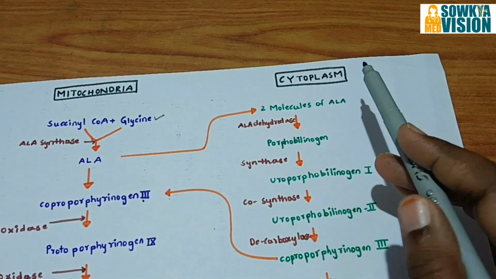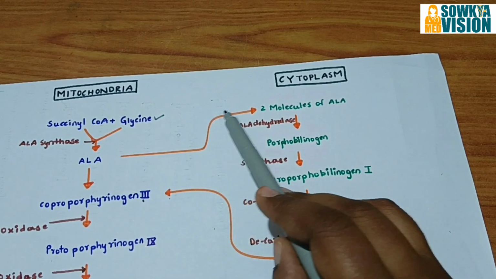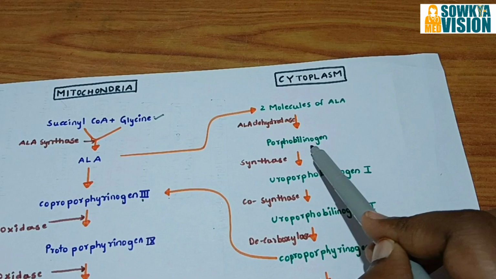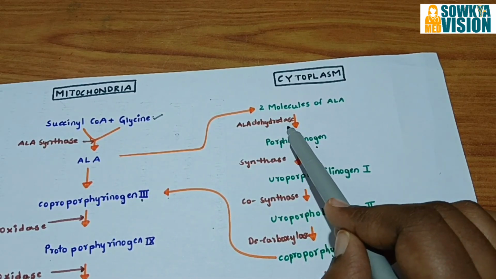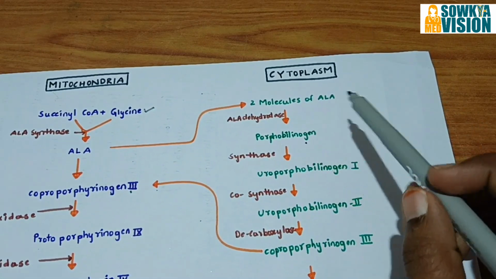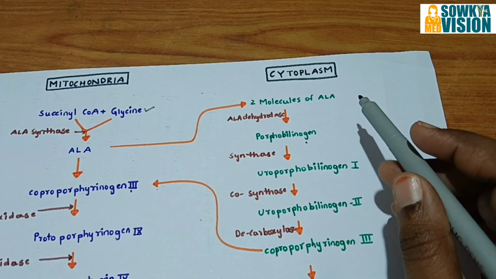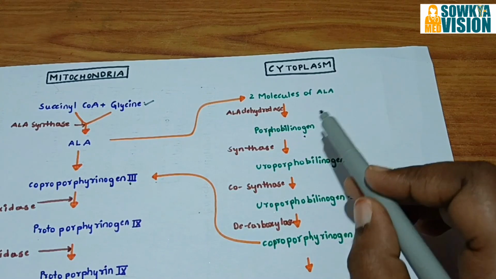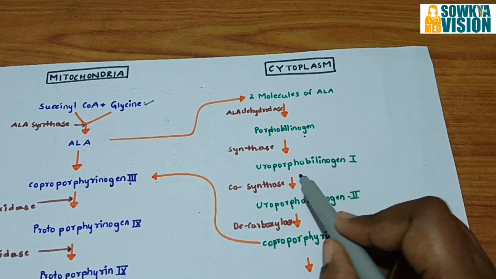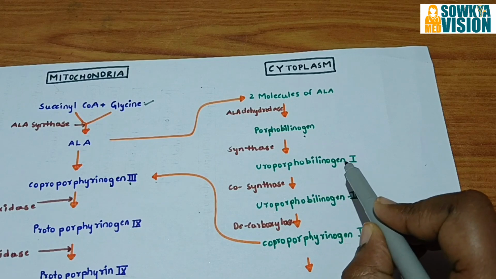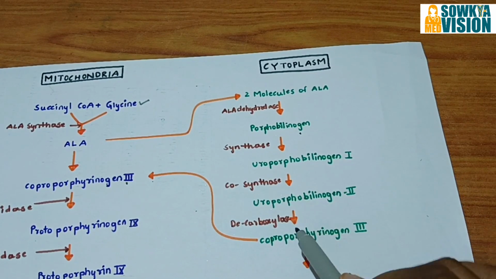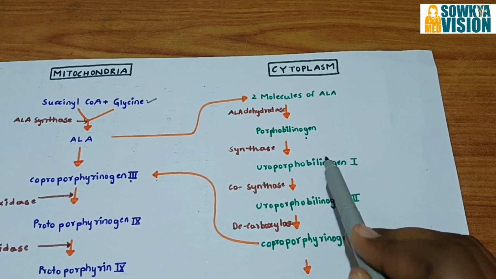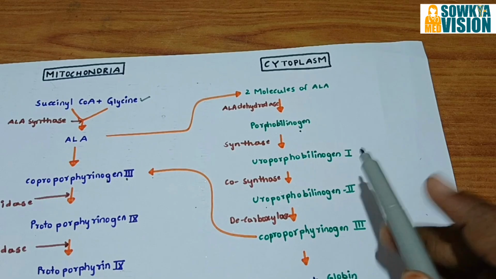Now let's see what happens in the cytoplasm. This ALA travels to the cytoplasm. There, in the presence of dehydratase, two molecules of ALA are converted into porphobilinogen. Now, in the presence of synthase, this porphobilinogen is converted into uroporphyrinogen 1, and with the co-synthase, into uroporphyrinogen 3.